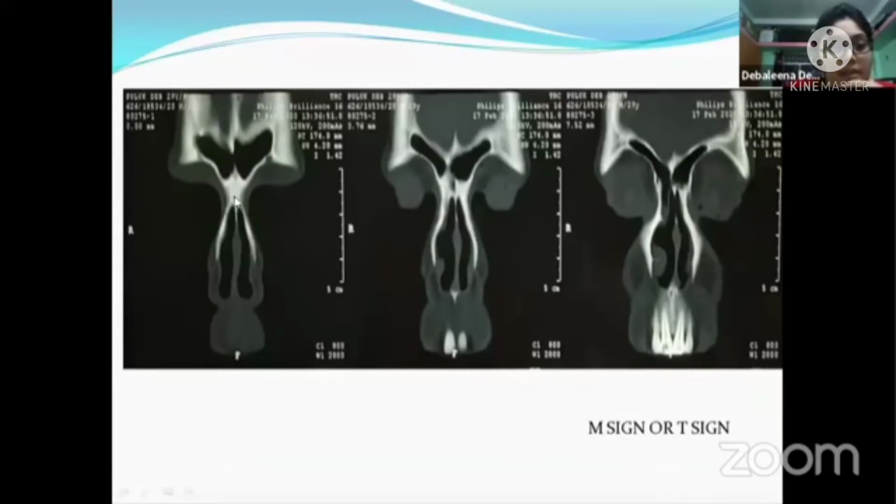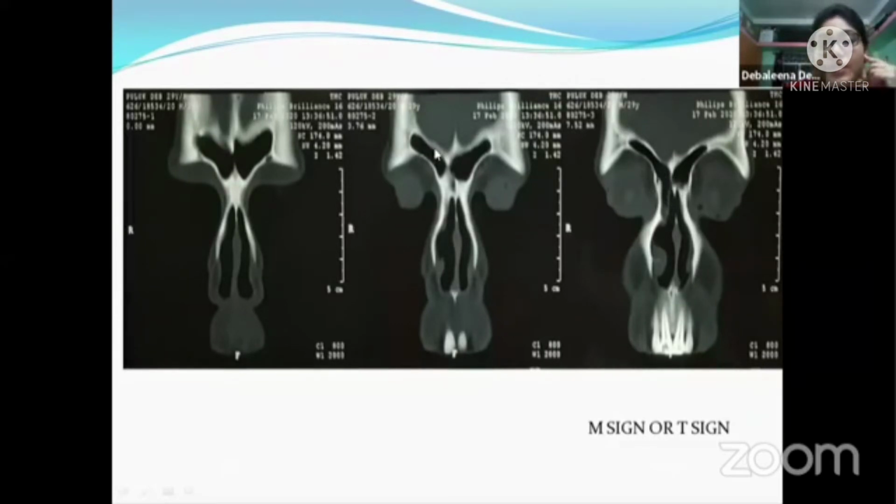So here we can see these are the two nasal bones. This is the frontal beak area, frontal sinus. Nasal bones, frontal beak area, frontal sinus. In this third picture, we can see there is no frontal beak. So this area is known as the frontal recess.